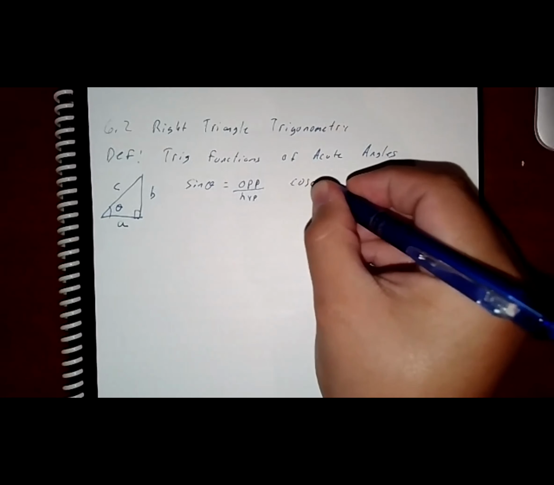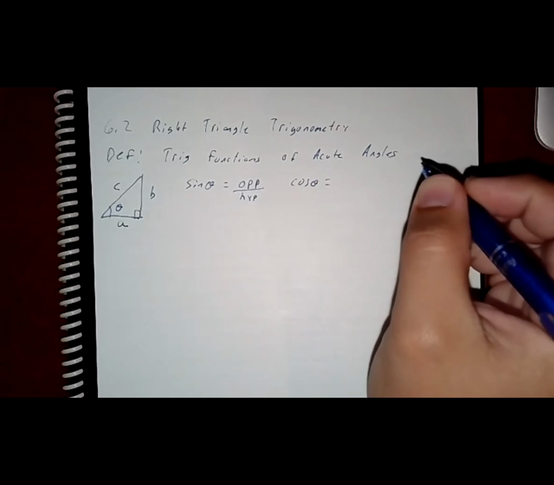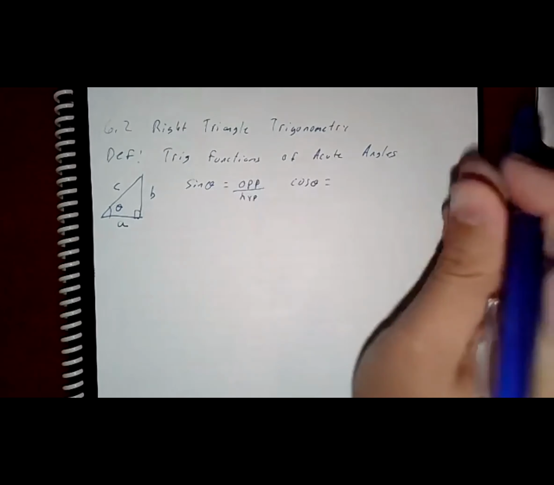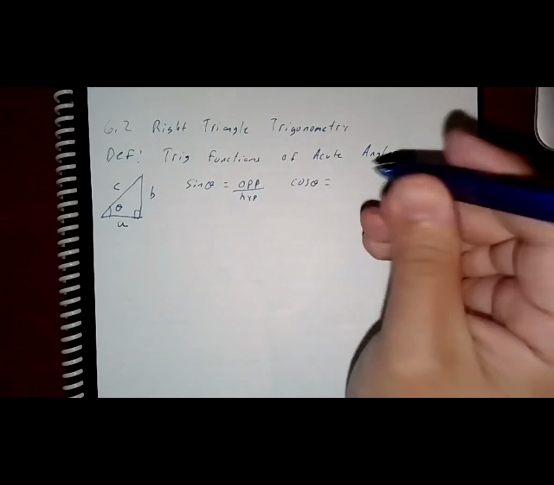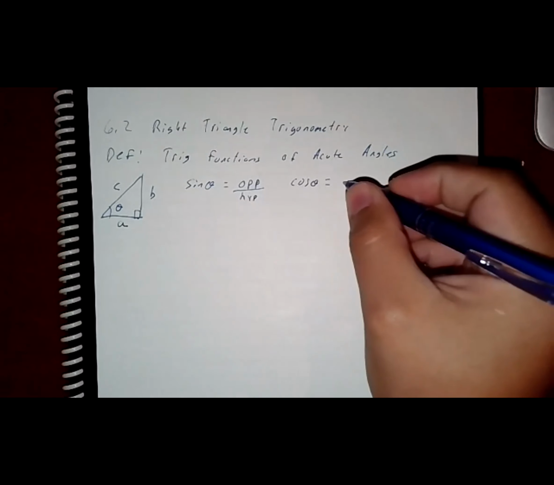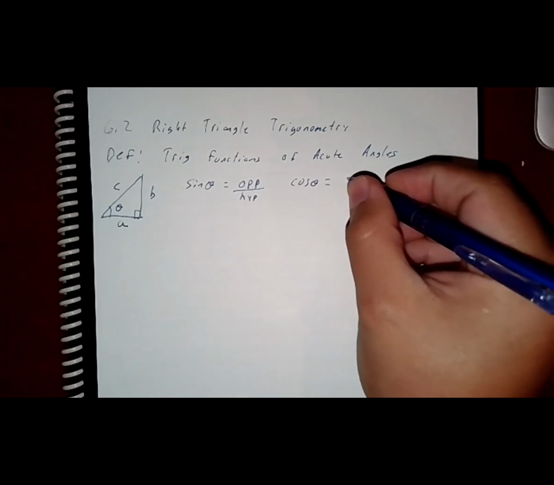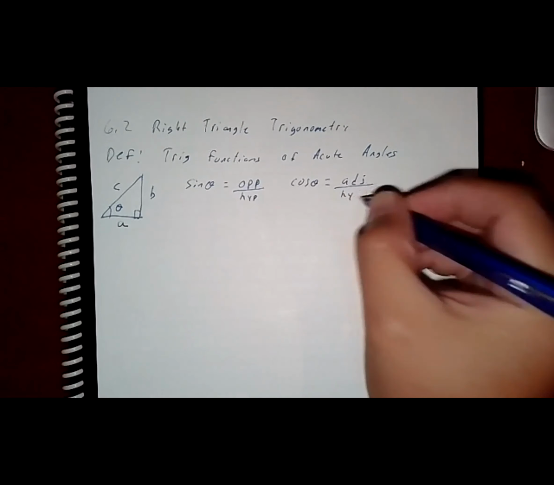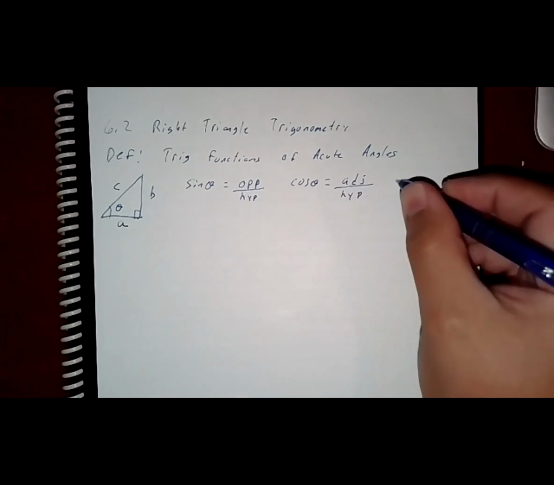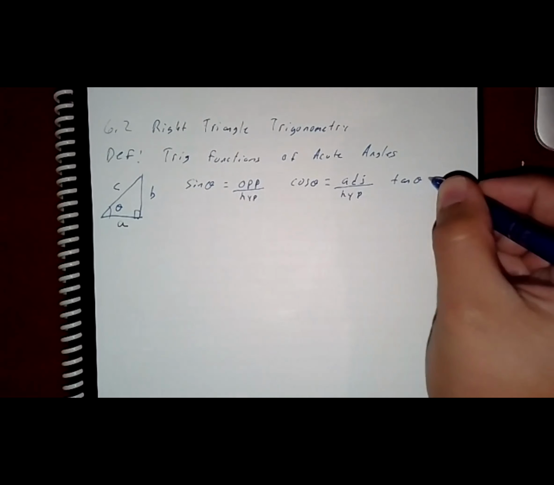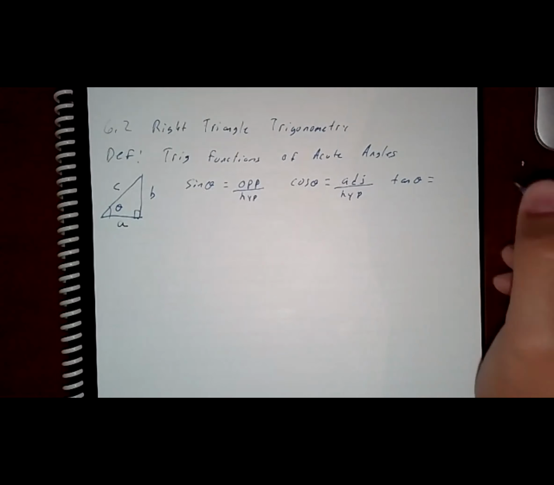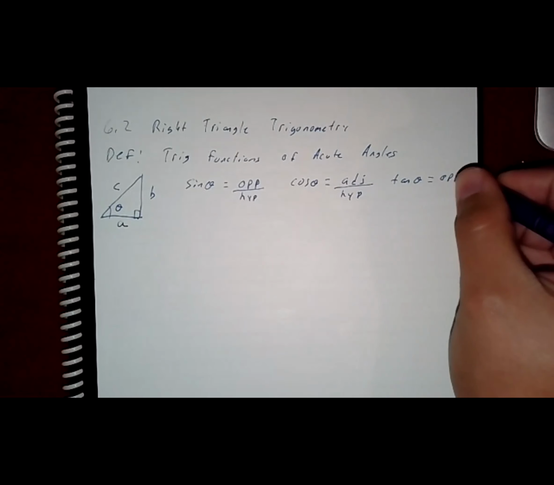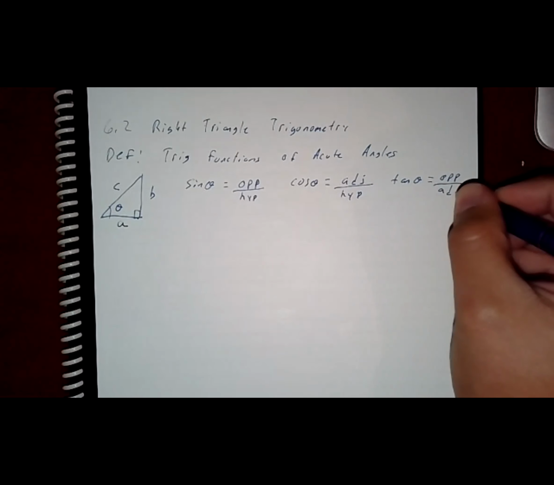Cosine theta is equal to adjacent over hypotenuse. Tangent theta is equal to opposite over adjacent.